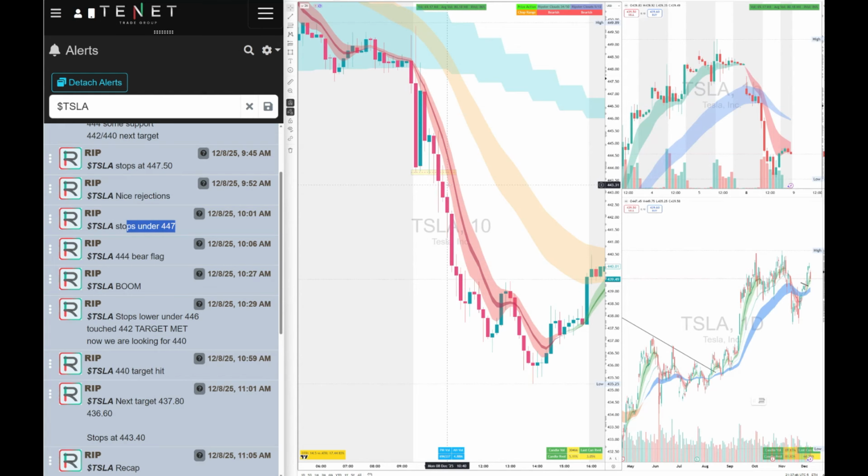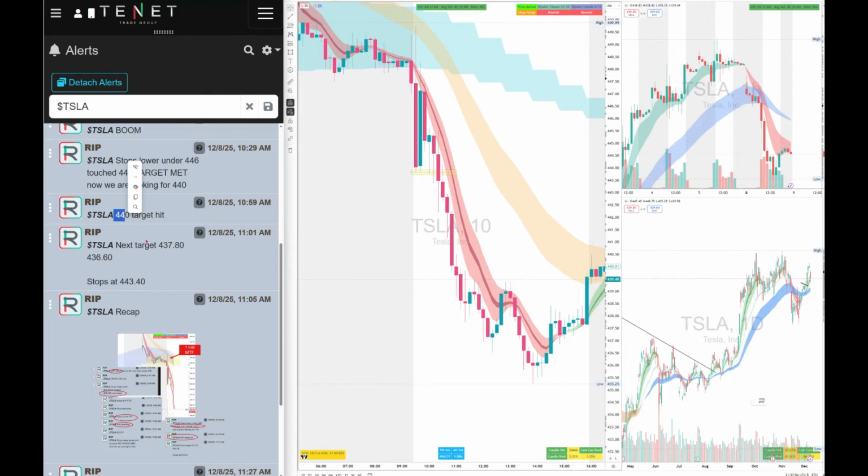You could hold your shorts, you could hold your puts, you could trade leverage ETF, TSLQ long on there. The first target was 442, the second target was 440, the third target I gave was 437.80 and 436.60. As you see, all targets met. 442, 440, we met the 436.60 target as well. And after meeting all my targets, you see where it was bouncing. It was bouncing right from my second target.